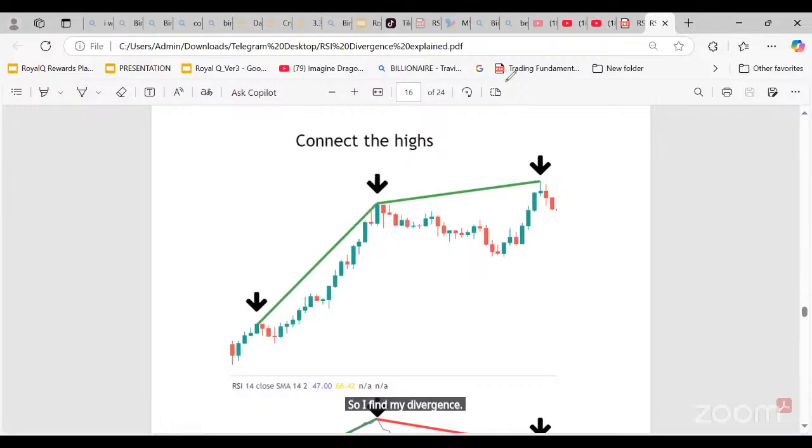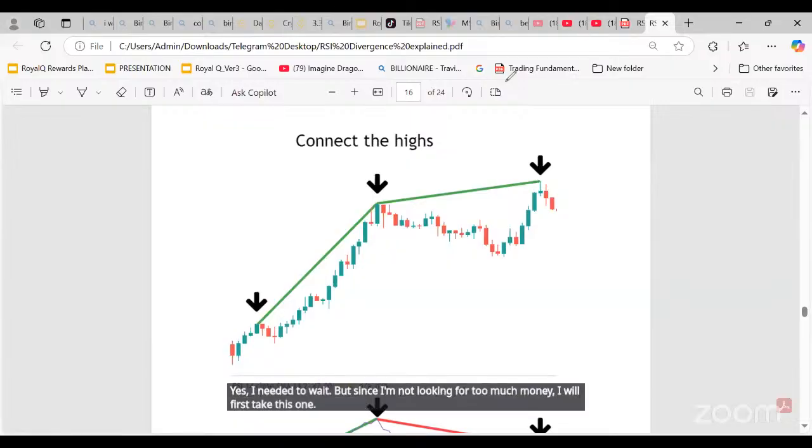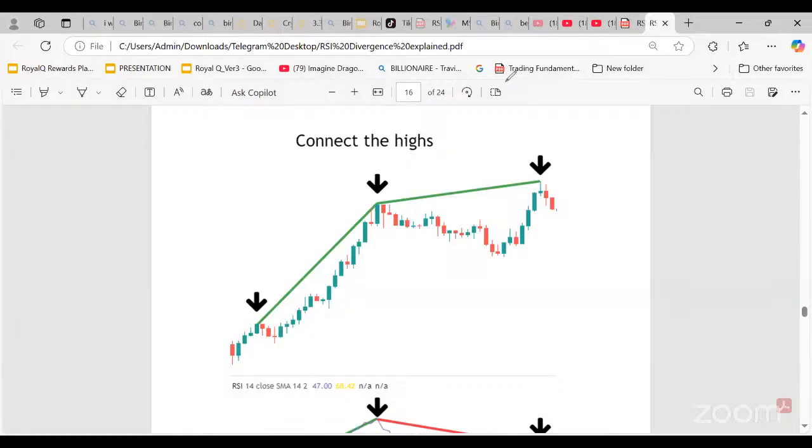I'm not a person who always wants too much profit. Since I'm not chasing so much, okay, current price. There we go. Yes, I need you to wait, but since I'm not looking for too much money, I will first take this one. How many have understood? I'm not looking for 10, 30%. I first take this one. I'm not looking for too much profit.